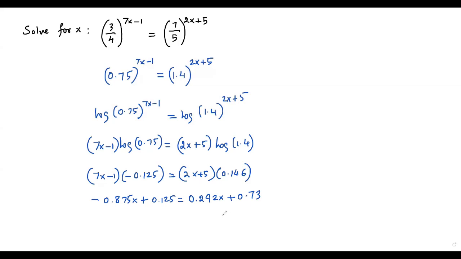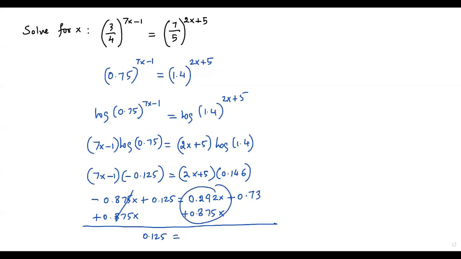So either we have to get rid of the variable x on the left side or the right side. I'm trying to get rid of this variable on the left side because it contains a negative sign. To get rid of this term, I have to add 0.875x to both sides. When I do so, the negative and positive values will cancel out. I'm getting 0.125 on the left side. On the right side, when I combine 0.292x and positive 0.875x, I am getting 1.167x plus 0.73. Let me write the equation: 0.125 equals 1.167x plus 0.73.